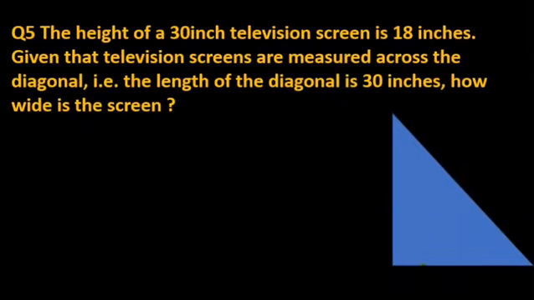Next is question number 5. The height of a 30-inch television screen is 18 inch. Given that television screens are measured across the diagonal, the length of the diagonal is 30 inches. How wide is the screen? It's difficult.